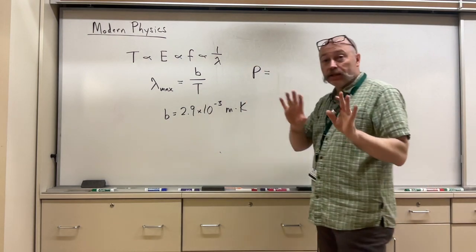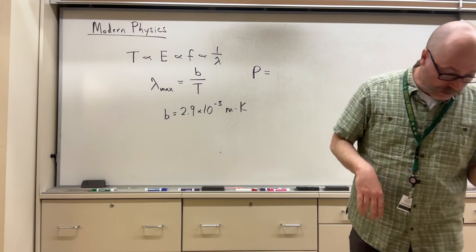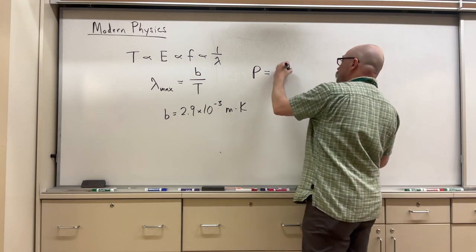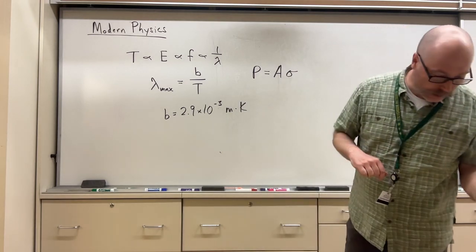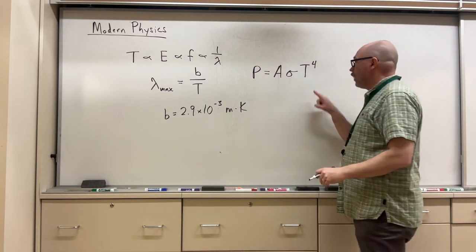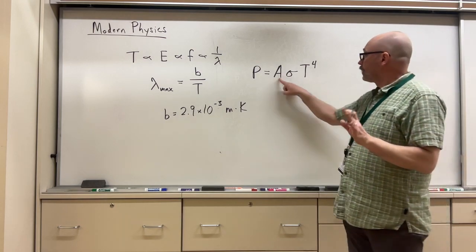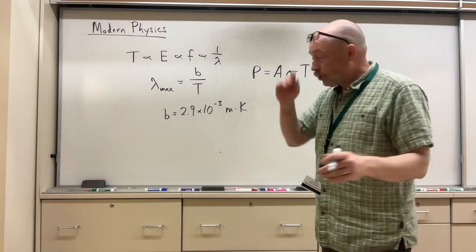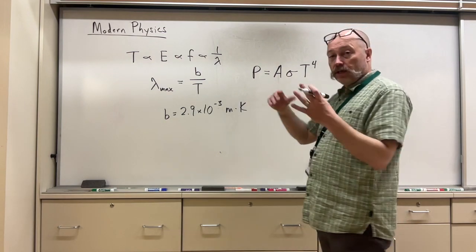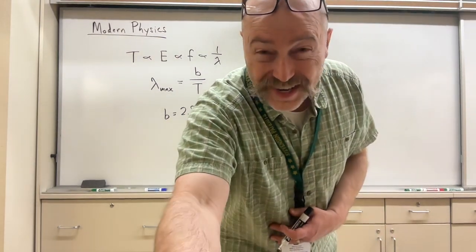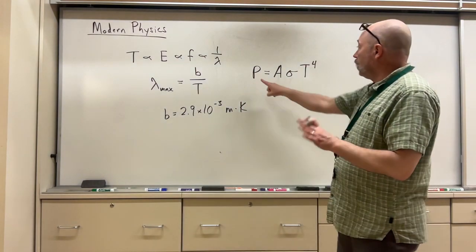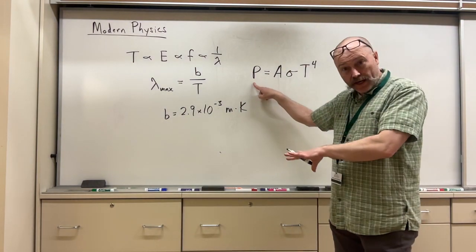Power, not momentum, power, capital P, is equal to surface area times a constant times the temperature raised to the fourth power. Again, this has to be in Kelvin. If you have a sphere, you have to use the equation for the surface area of a sphere, which is on your constant sheet, so you have it. And this would be in joules per second.